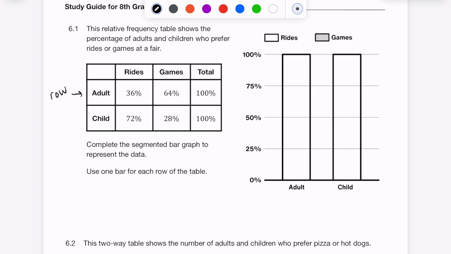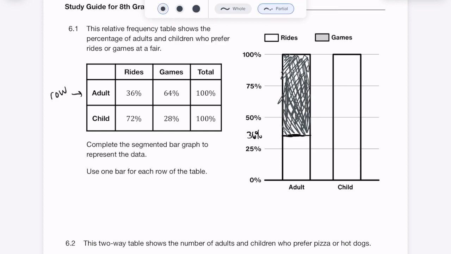They tell us to use white for rides and then to shade in gray for games. So for adults, we have 36% of adults prefer rides. We don't know exactly where 36% is going to be. It's going to be close to half, in between 25 and 50, right? So this is about 36%. Then the other 64%, we're going to shade in gray, and this is the 64% of adults who said they prefer games. Okay, so it should look like that.